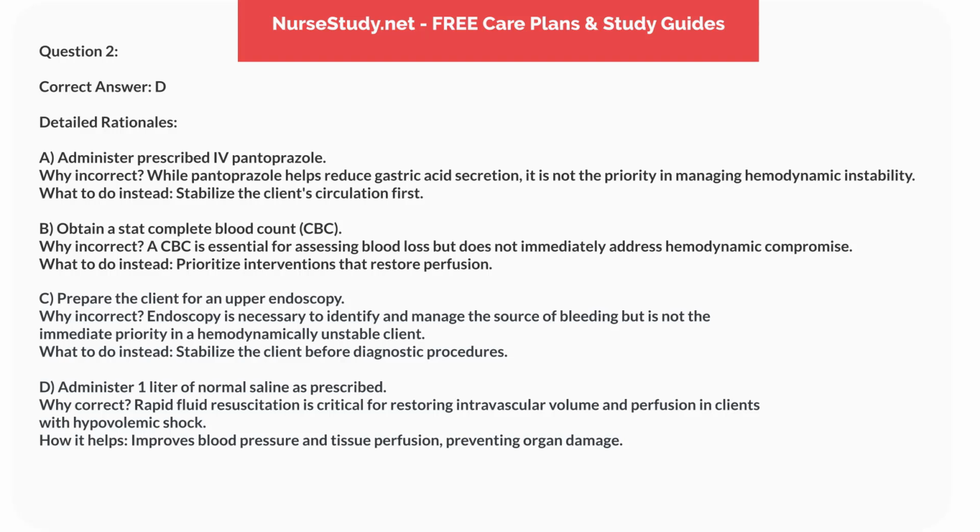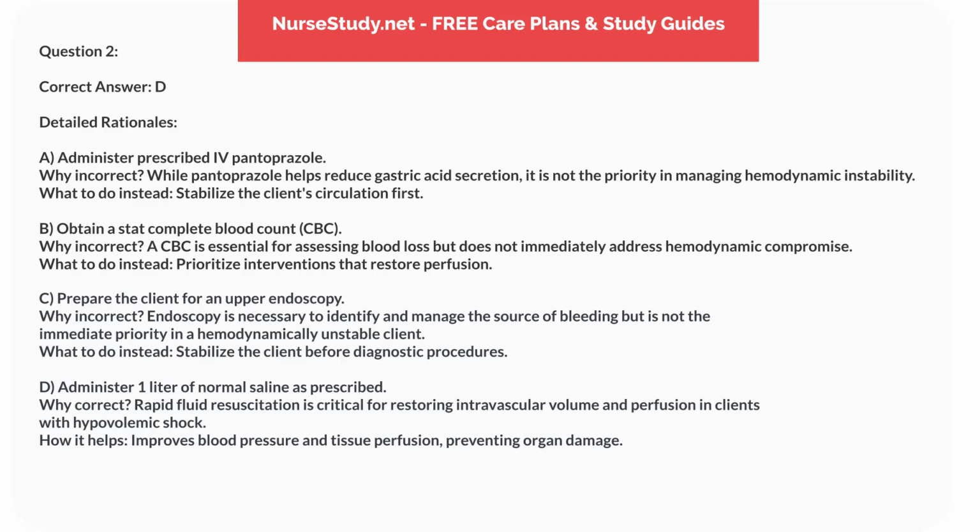A. Administer prescribed IV pantoprazole. Why incorrect? While pantoprazole helps reduce gastric acid secretion, it is not the priority in managing hemodynamic instability. What to do instead: stabilize the client's circulation first. B. Obtain a stat complete blood count (CBC). Why incorrect? A CBC is essential for assessing blood loss but does not immediately address hemodynamic compromise. What to do instead: prioritize interventions that restore perfusion.